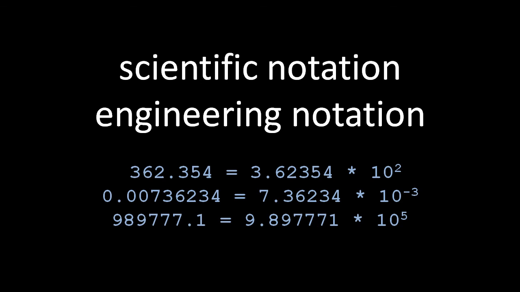Because when you multiply a number by its number base raised to the second power, it's the same as moving the radix point 2 places over to the right. Conversely, when you multiply a number by its number base raised to a negative power, you're effectively moving the radix point to the left by that number of places. So 0.00736234 expressed in scientific notation is 7.36234 multiplied by 10 raised to the negative third, because that effectively would move the radix point 3 places over to the left.